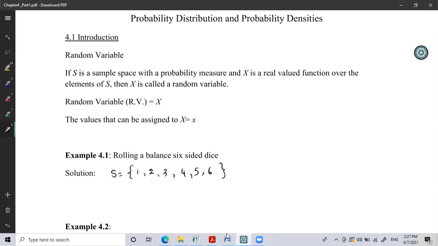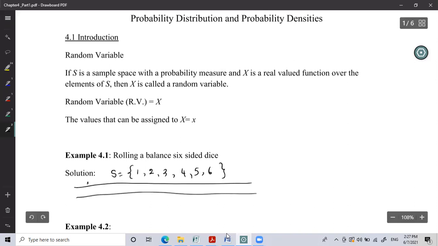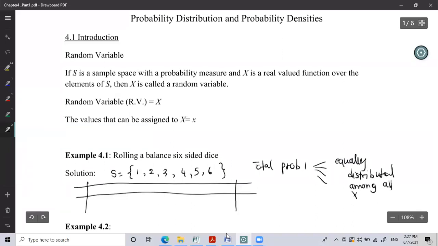Now, we know by this law of large numbers and by experience, since it is a balanced die, all these possible outcomes have the same chance of being selected, okay? That means the total probability 1 is equally distributed among all possible outcomes, among all x's. Now, what are our x's? X can be either 1, 2, 3, 4, 5, or 6. And by experience, we know the probability of getting 1 is 1 over 6, 2 is 1 over 6, 3, 1 over 6, 4, 1 over 6, and so on.